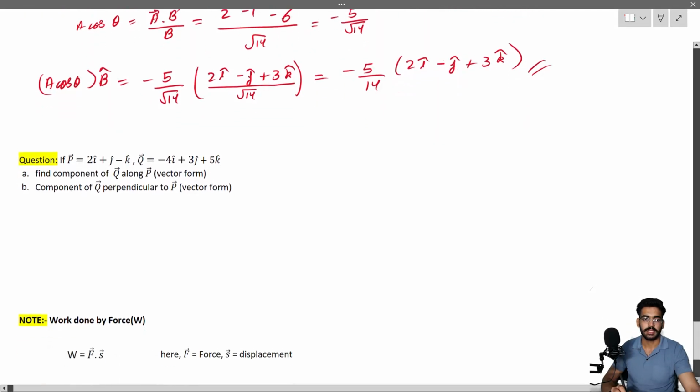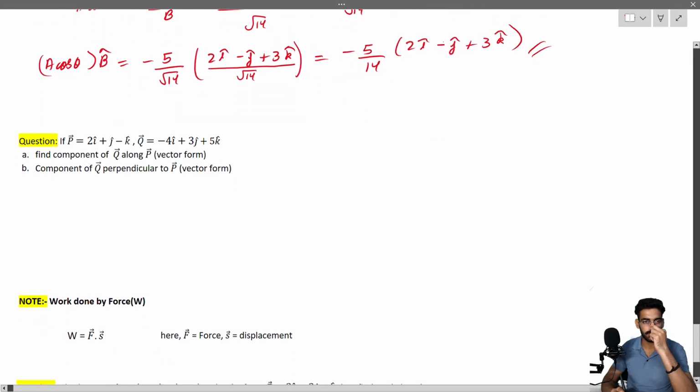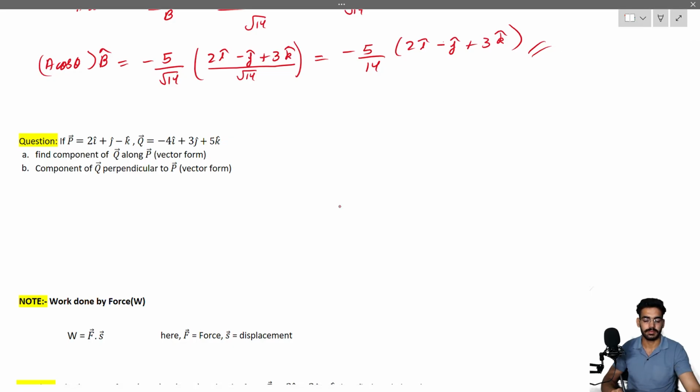Okay, next question we have, if p is this and q is this, then find component of q along p in vector form, okay. Find component of q along p, okay. So first you have to be cautious with what he is asking, which vector projection on which vector, okay. He's asking find component of q along p vector, so you have to answer this thing, a part.